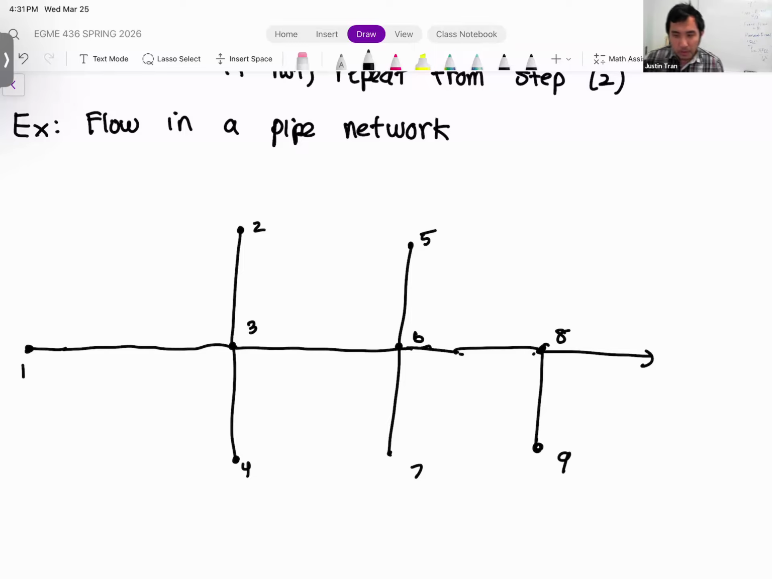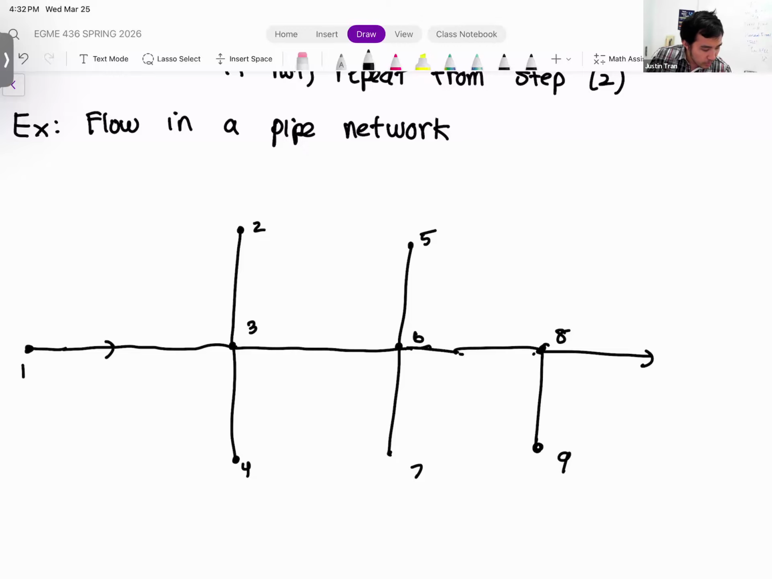And so we have basically a pipe flow here where we have several different junctions, right? And so there's a junction at node 3 where we have flow coming in from 1, 2, and 4. It's going to go to 6, right? And then so on and so forth, right? So I'm going to draw some arrows here. So the arrows are going to indicate the direction of the flow, right?